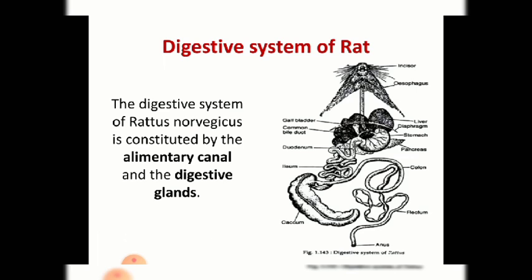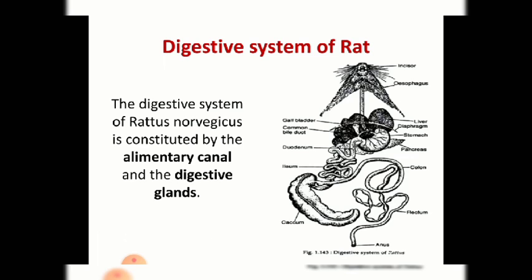What are the functions of these salivary glands? Salivary glands secrete saliva, which helps in moistening the food, and there is an important enzyme called ptyalin, which helps mainly in the degradation of carbohydrates. So the first step of digestion starts in the mouth itself, because carbohydrate digestion takes place inside the mouth with the help of salivary glands.